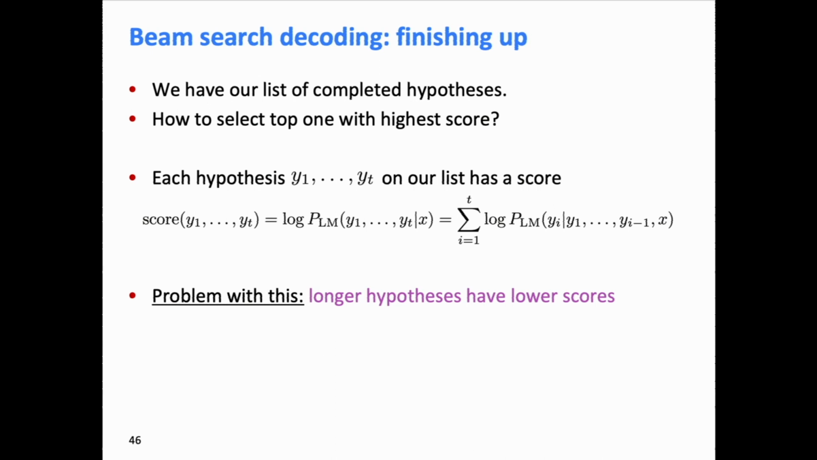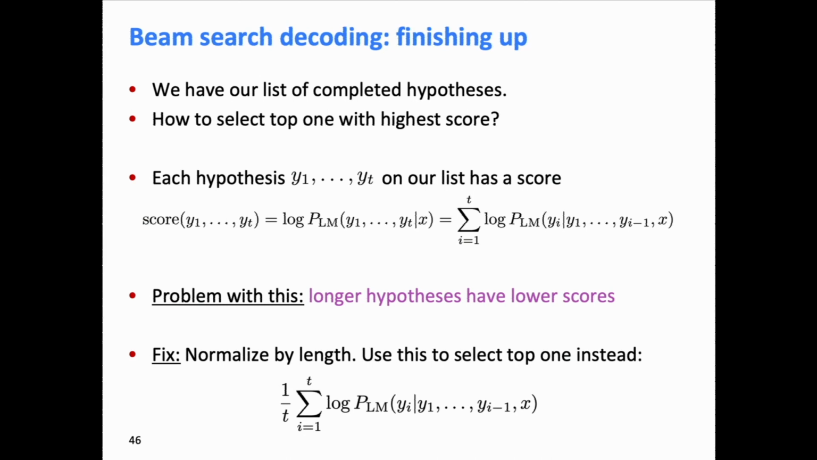So the way you can fix this is pretty simple. You just normalize by length. So instead of using the score that we have above, you're going to use the score divided by t, where t is the length of that hypothesis. And then you use this to select your top one. Any questions on this?